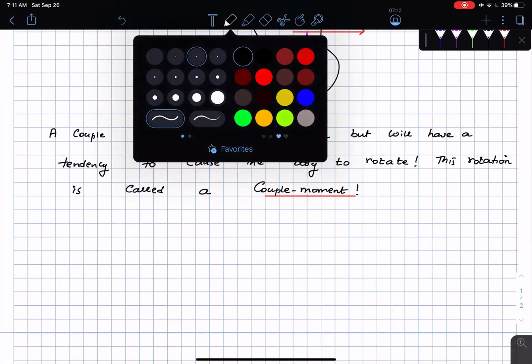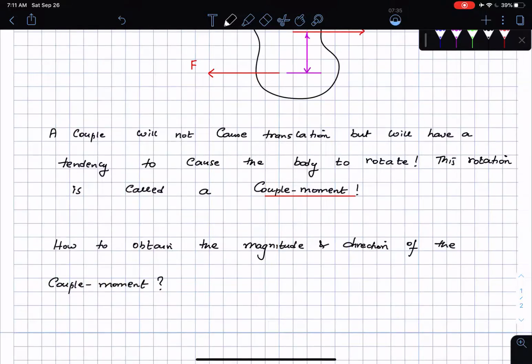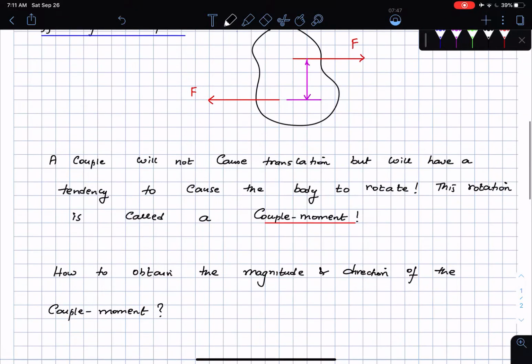So the next question is how to obtain the magnitude and direction of the couple moment. The direction is fairly straightforward. It will be obtained by the application of the right hand rule. The magnitude is also straightforward. You just take any one of the forces in this couple, multiply it by the perpendicular distance between the lines of action of the forces, and then you're good to go. That's about it. So the things that we need to find are the magnitude and the direction of the couple moment. Let me go ahead and do that on the next page.